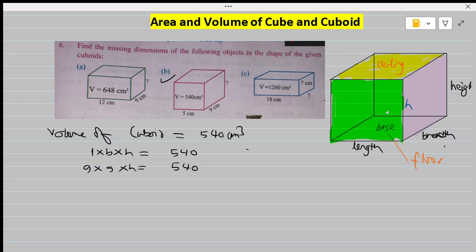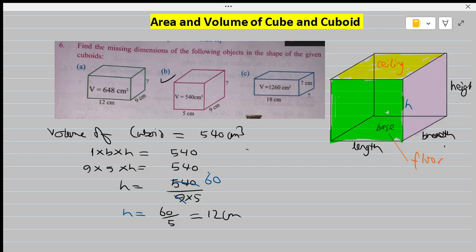So 9 5s, 45 we get, is it? Let's not do this product. Let's go for cancellation by bringing the 9 and 5 to the right side. How many times does it go? Let's see, 9 6s, 54... so we get height equal to 60 by 5. So 5 12s are 60. Therefore, the height of the cuboid is 12 centimeter.